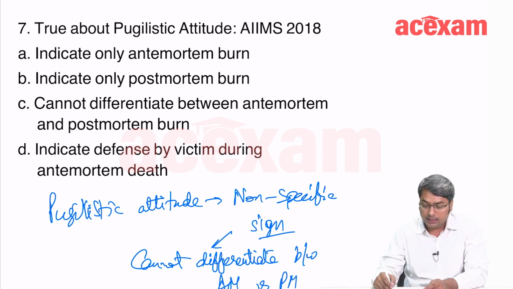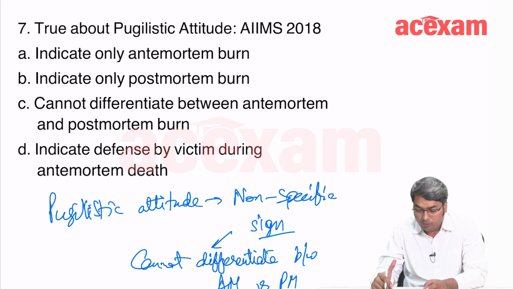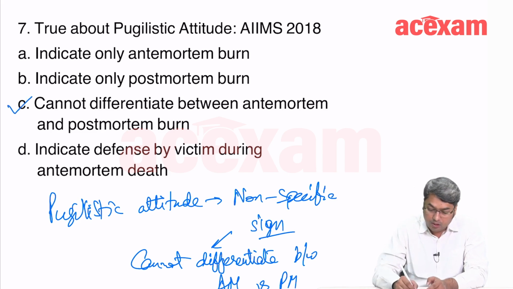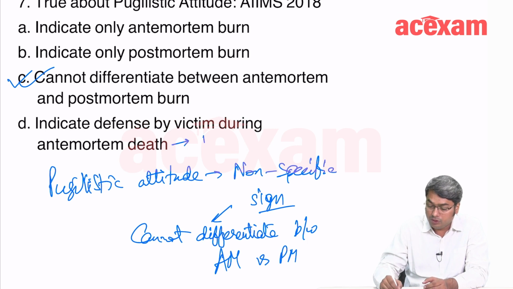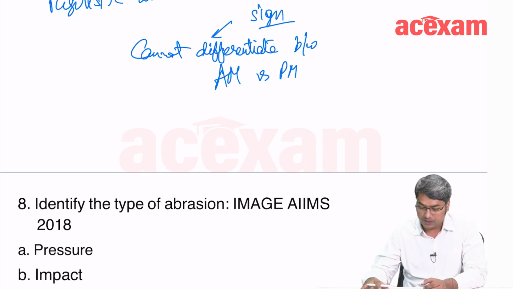So option A, indicates only ante-mortem burn, no. Indicates only post-mortem burn, no. C, cannot differentiate between ante-mortem and post-mortem burn. That is the answer. Fourth option, indicates defense by victim during ante-mortem death. No, that will produce defense wounds, or that may be seen as struggle marks. So that's the answer of this question.